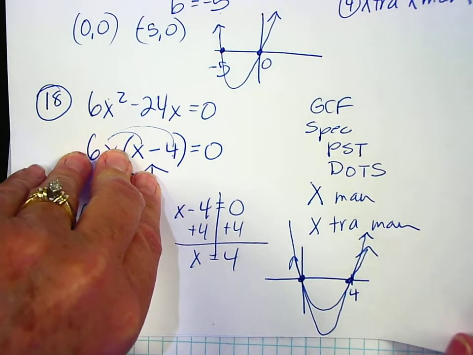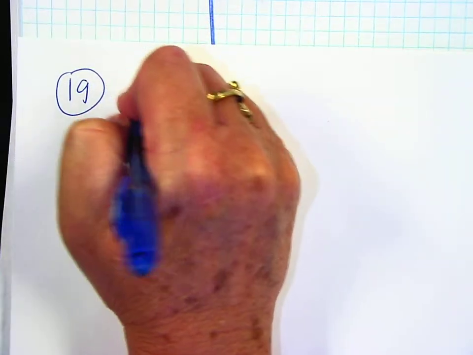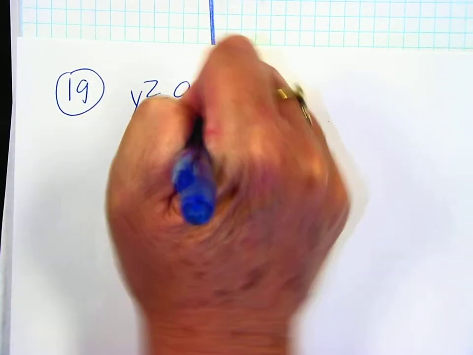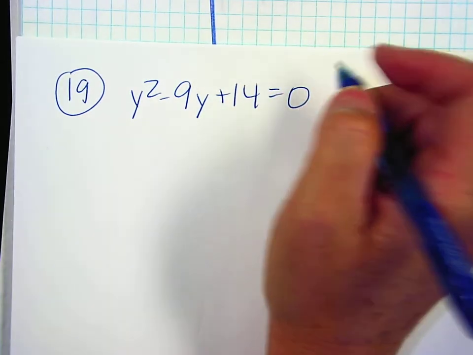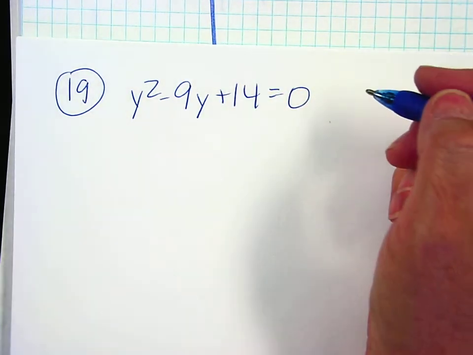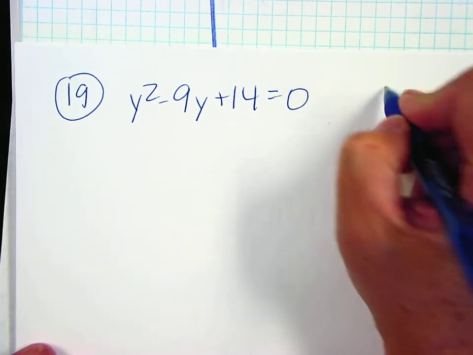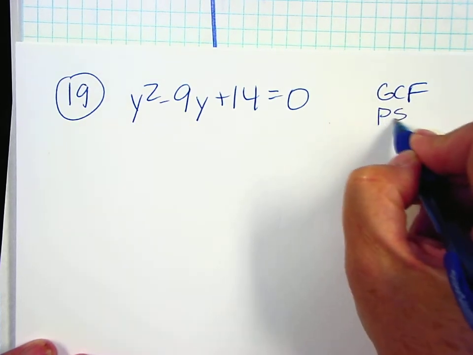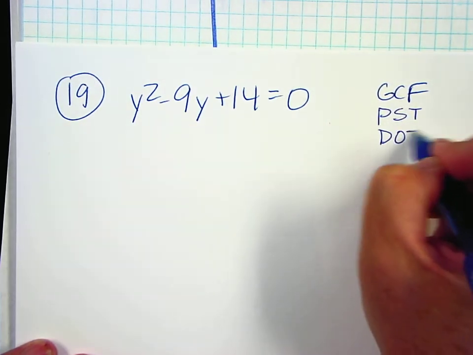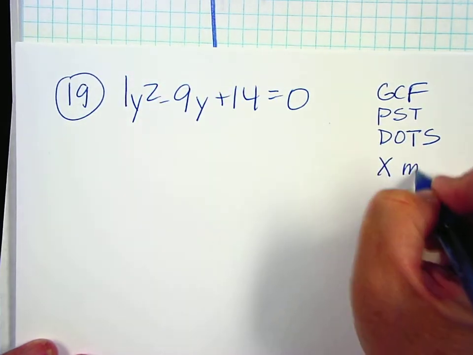All right, let's look at 19. 19 says y squared minus 9y plus 14 equals 0. And I'm supposed to solve this by factoring or completing the square. Well, I'm going to try and factor it. I don't see a GCF. It's not a PST. It's not a difference of squares. The leading coefficient is 1, so I'm going to use regular old X-man.